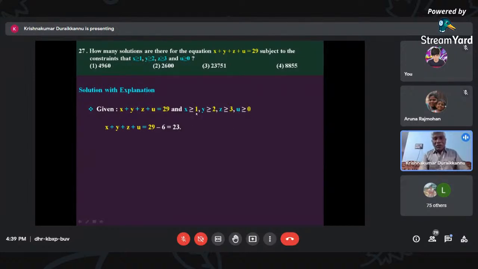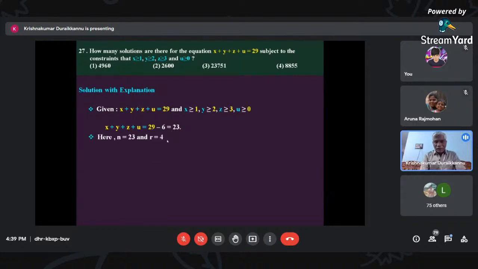Now I add this constraint, which means I reduce some steps. Taking the lower bound values, 1 plus 2 plus 3 plus 0, it comes to 6. So the total for x plus y plus z plus u is 29 minus 6, which gives 23. But we can solve it.